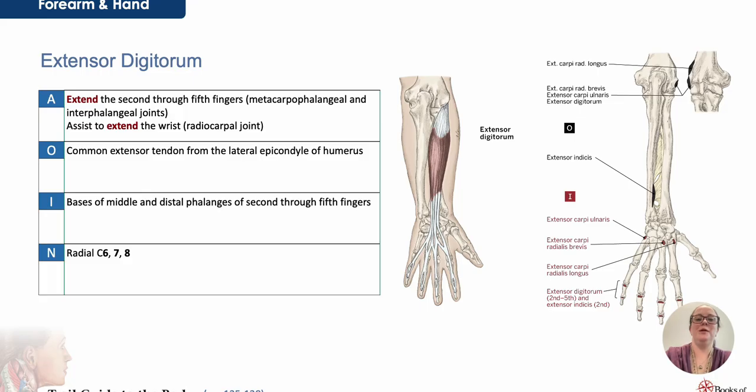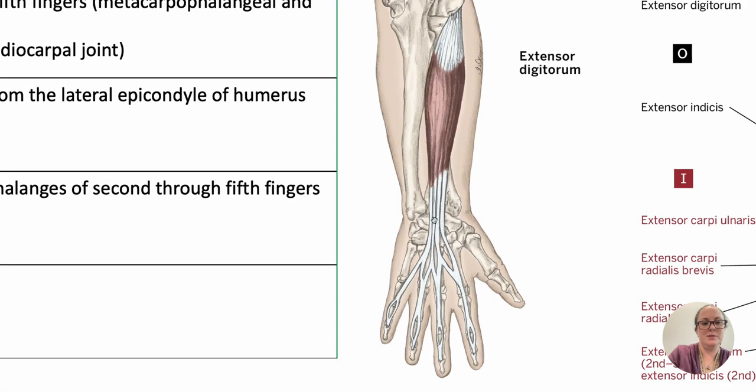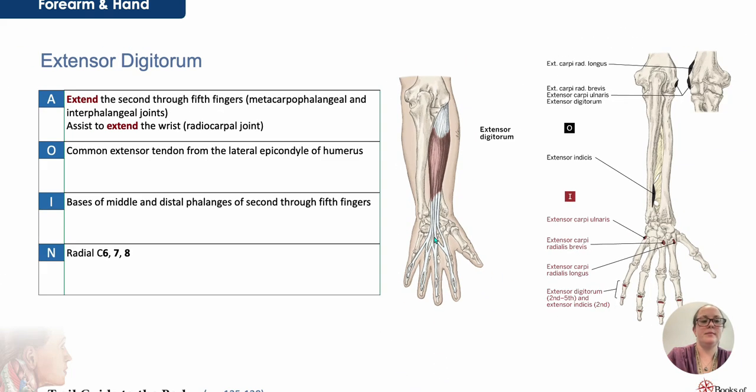Extensor digitorum. This one's kind of important because if you look at this whole muscle here, see how it branches off into tendons that literally go into all but your thumb. So all of these are going to help extend those fingers and the wrists.